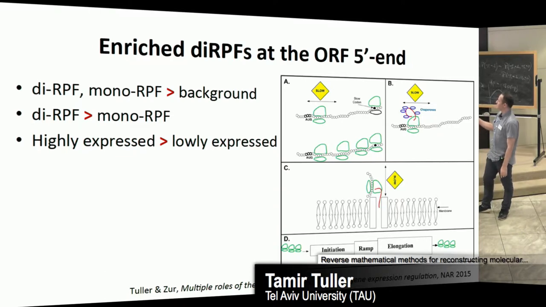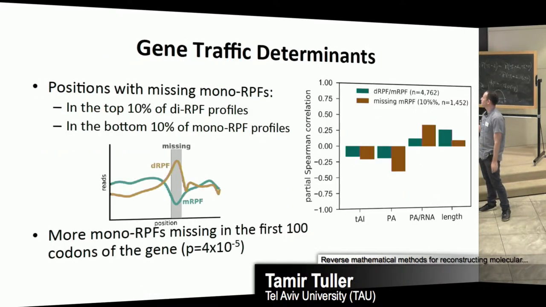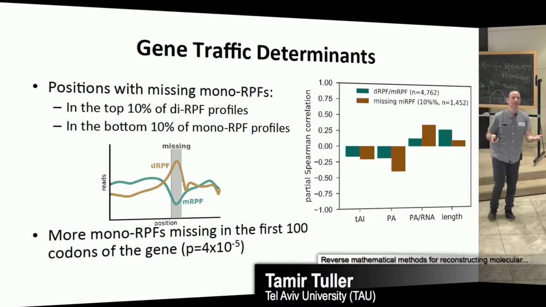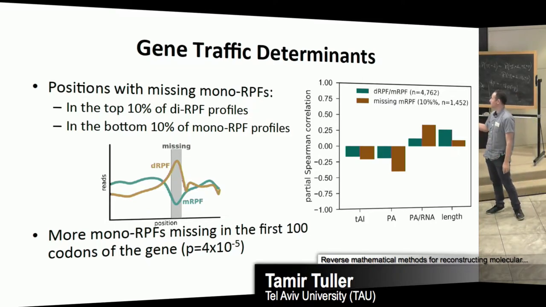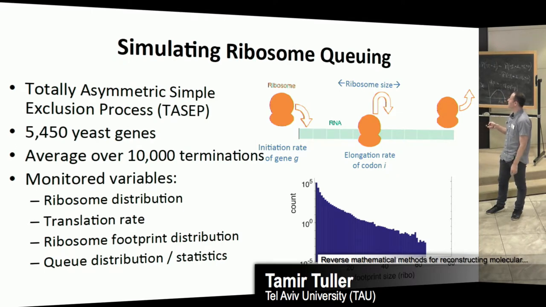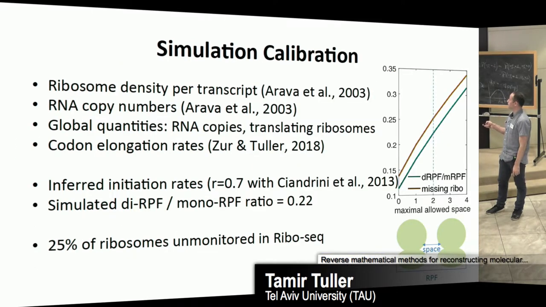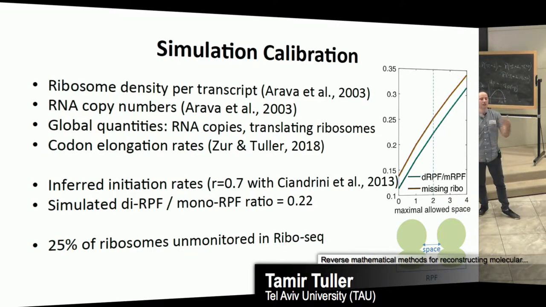Another thing that people mentioned here is the fact that there are slower regions at the beginning, the ramp, etc. This is something that we reported a long time ago. And we also found that features that affect traffic jams, for example, are the speed of the tRNA adaptation index, the speed of elongation. This is also something that people mentioned. And we found similar results when we simulated all this experiment and found similar conclusions, okay?